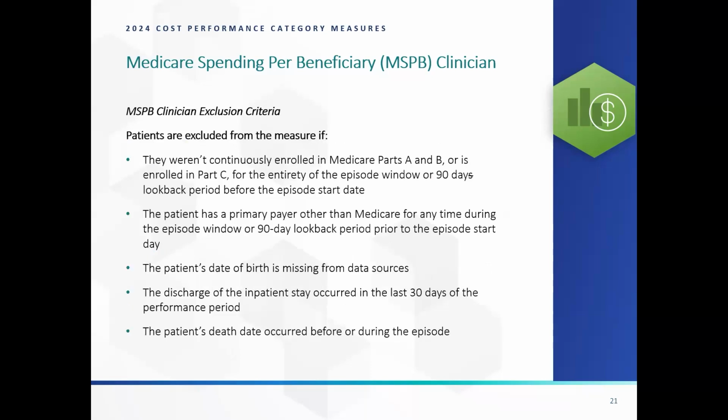Patients are excluded from the MSPB clinician measure if they weren't continuously enrolled in Medicare Parts A and B, or are enrolled in Part C for the entirety of the episode window, or 90-day look-back period before the episode start date. The patient has a primary payer other than Medicare for any time during the episode window or 90-day look-back period prior to the episode start date. The patient's date of birth is missing from data sources. The discharge of the inpatient stay occurred in the last 30 days of the performance period, or if the patient's death occurred during or before the episode.